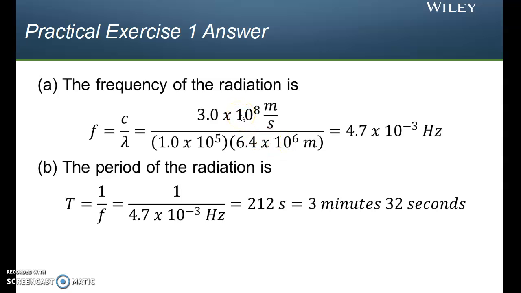That works out to 0.468 times 10 to the minus 2nd hertz, or to give it to the correct significant figures, 4.7 times 10 to the minus 3rd hertz. So they did get that one right. The period of radiation is just the inverse of that.